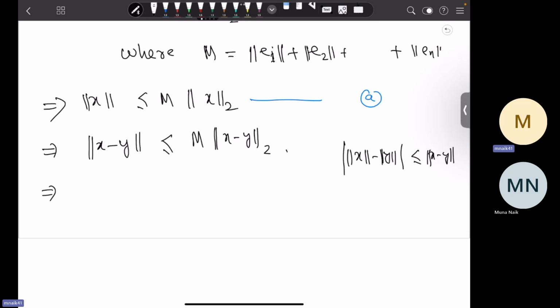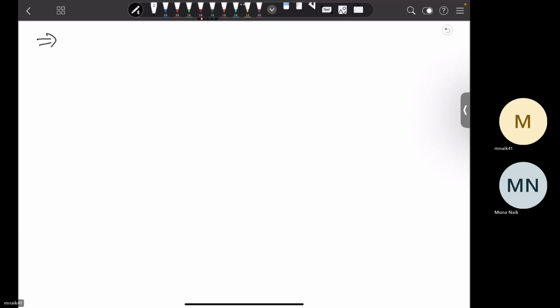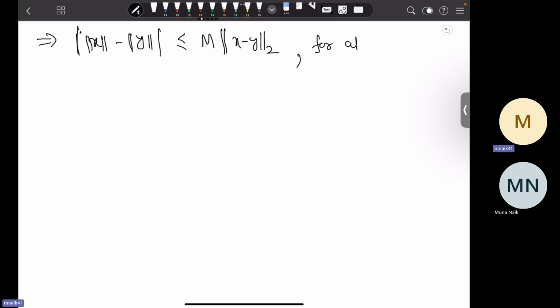So I will get norm of x minus norm of y less than or equal to norm of x minus y, and this is at most M times the L2 norm of x minus y. So in particular, what I'm getting is that the modulus of norm of x minus norm of y is less than or equal to M times the L2 norm of x minus y, and this happens for all x, y belonging to Rn. Call this B.